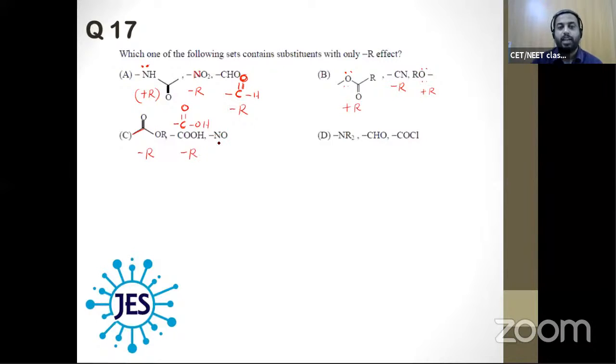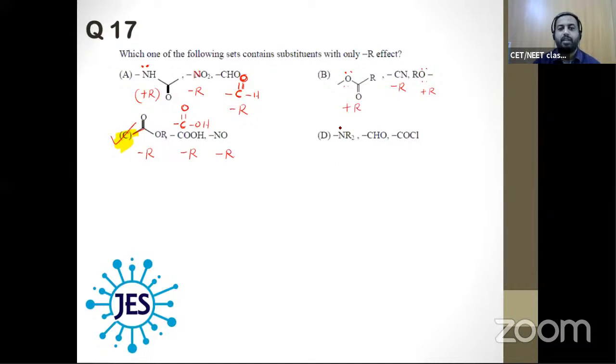Nitrosyl group, NO, is also minus R. So here, all the 3 groups are minus R. So this must be a correct answer. One second, I'll highlight it. Option C is our correct answer. Good. Option D is also a correct-looking answer, but still out of curiosity, we'll check option D.